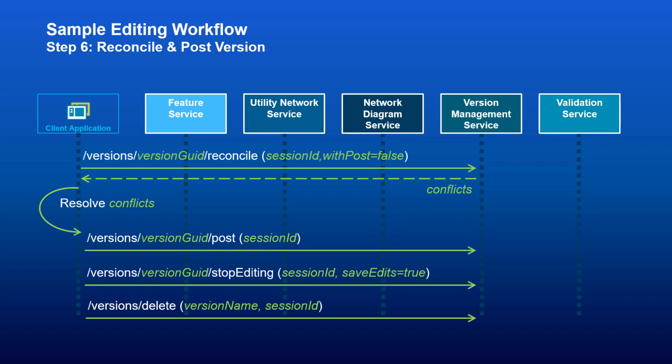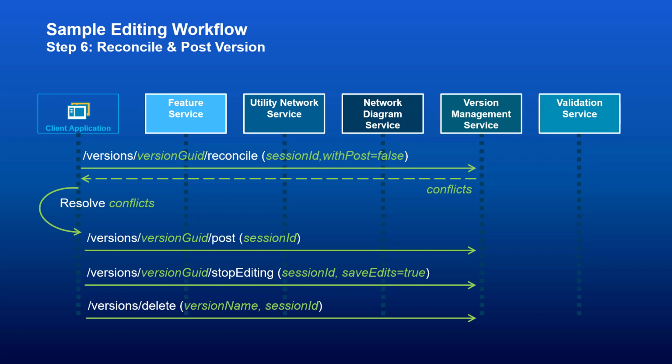For this, we will again use the version management service and go to our version, the version GUID, and use the reconcile operation first so that we can get any change that happened between the moment we created our version and now. If there are any changes that were made in default by other people, we will get those changes and see what can happen there. So you use reconcile, you pass in your session ID, and importantly, in this case, I'm subdividing the operations a bit more, so I don't want to post immediately, even if I can. Just for this workflow, I will say with post equals false.